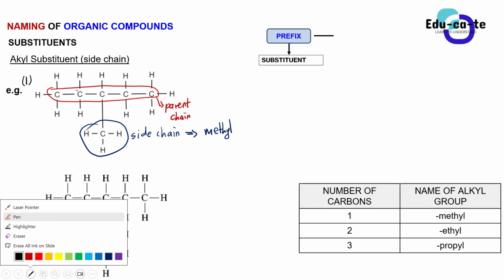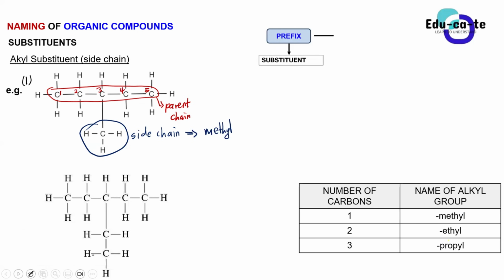Even if you count from right to left, guys, our substituent will still be on carbon number 3, because this will be carbon 1, carbon 2, carbon 3, carbon 4, carbon 5. So the molecule is symmetric about this carbon 3. But basically, even if we count from left to right or from right to left, we definitely know that we are still going to get our substituent to be on the same carbon, which is carbon number 3.